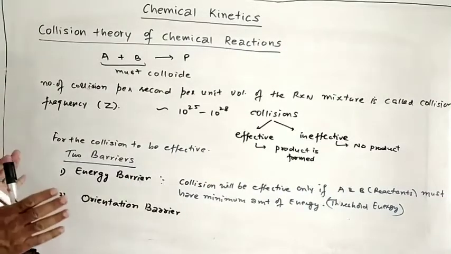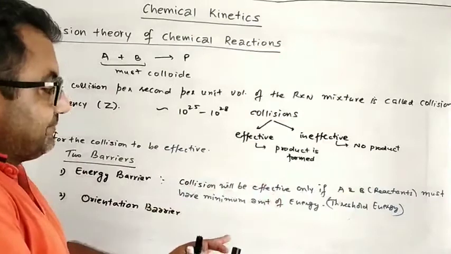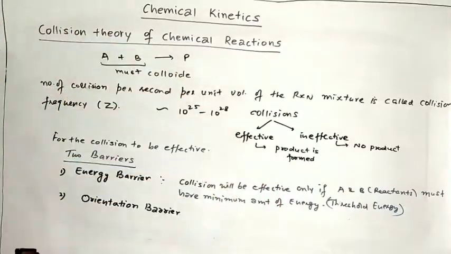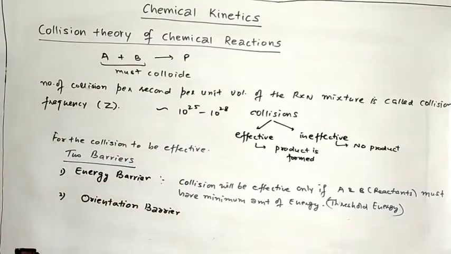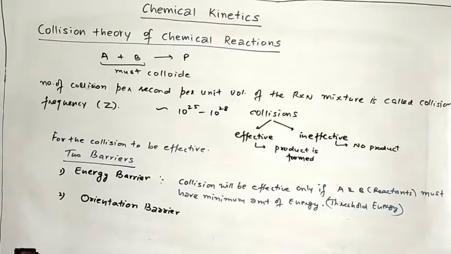अगर reactant के पास minimum energy से कम है तो वो reactant product produce नहीं कर पाएंगे, उसको बोलेंगे ineffective. It means out of these 10^25 to 10^28 collisions, वो collisions effective होंगी जिनके पास minimum amount of energy है, that is threshold energy. या तो threshold energy के equal होनी चाहिए उसके पास, या उससे ज्यादा होनी चाहिए.